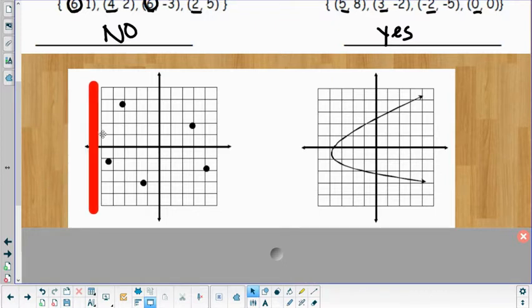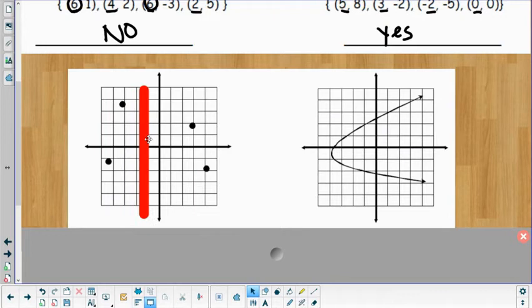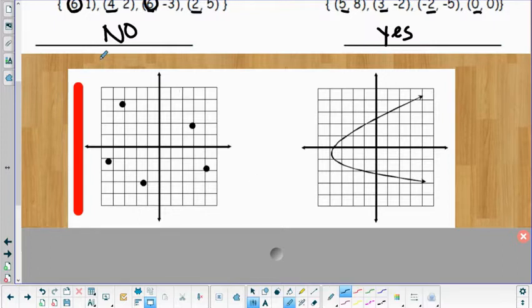But if I take my vertical line and slide it left to right, I am only allowed to hit 1 point at a time. So if I put it here, I just hit 1 point, 1 point, 1 point, just 1 point, and 1 point. This first graph has no dots that are stacked on top of each other, so they don't have matching x values. There's no repeating x's, so this one is a function. So we can say yes. It passes the vertical line test.